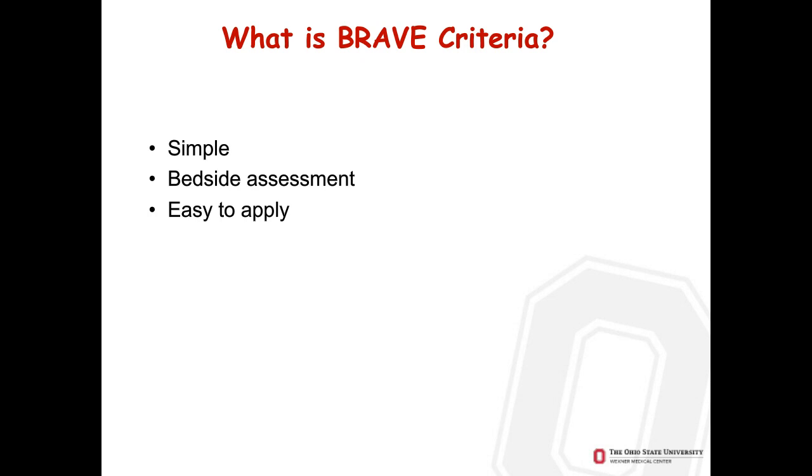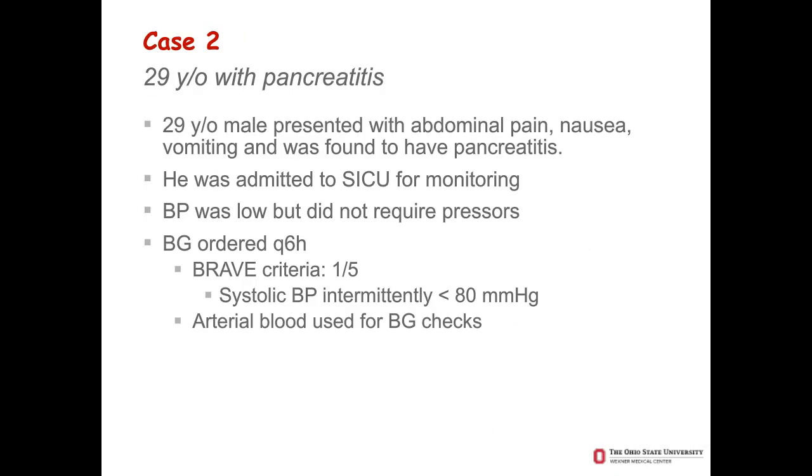This next case is a 29-year-old man who presented with abdominal pain, nausea, vomiting, and was found to have pancreatitis. He was admitted to the SICU for monitoring. His blood pressure was low, but he did not require pressor support. Blood glucose was ordered every 6 hours because he was NPO. Upon application of the BRAVE criteria, it was determined that he did have one of the criteria, which was the fact that his systolic blood pressure was intermittently below 80 millimeters mercury. So arterial blood was then used for his blood glucose checks.